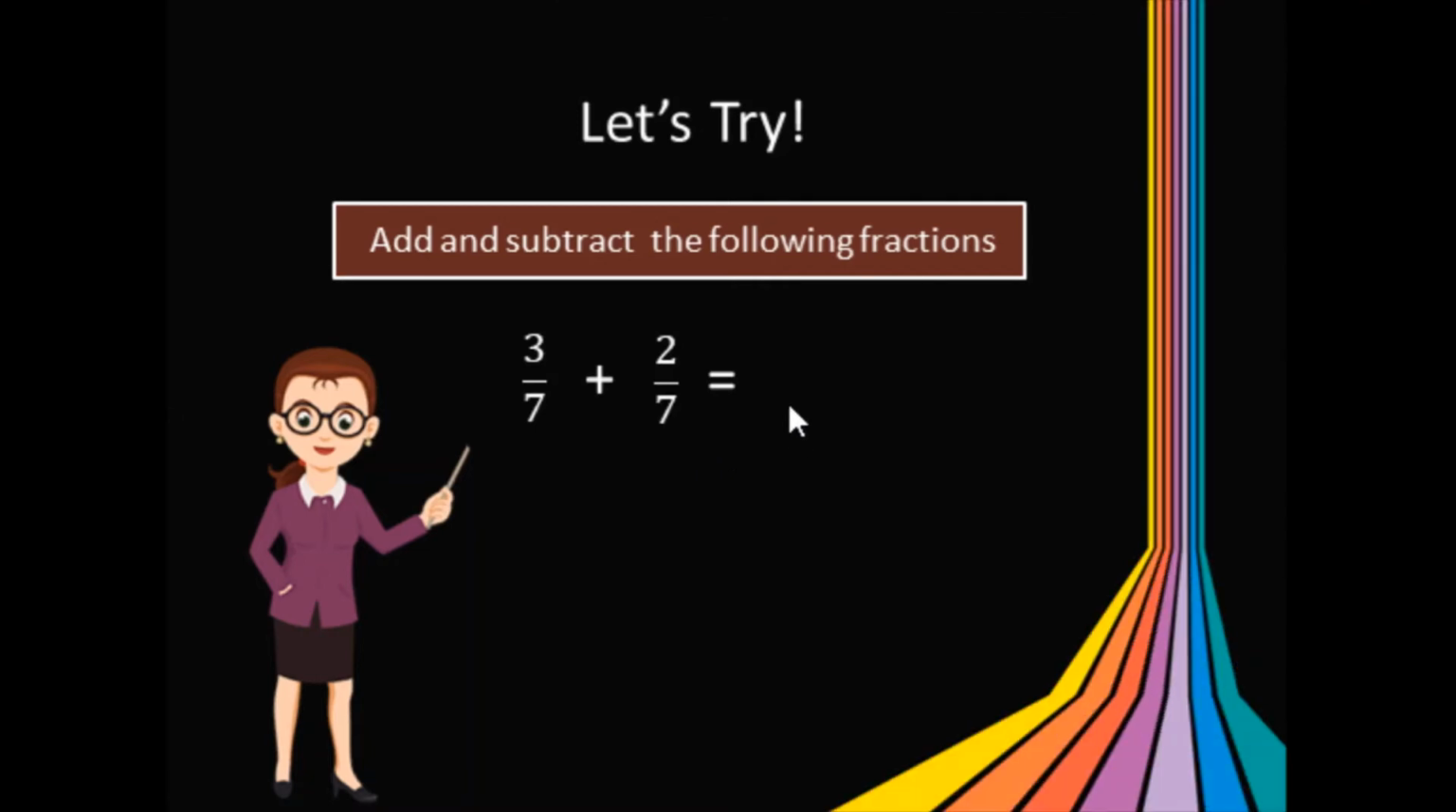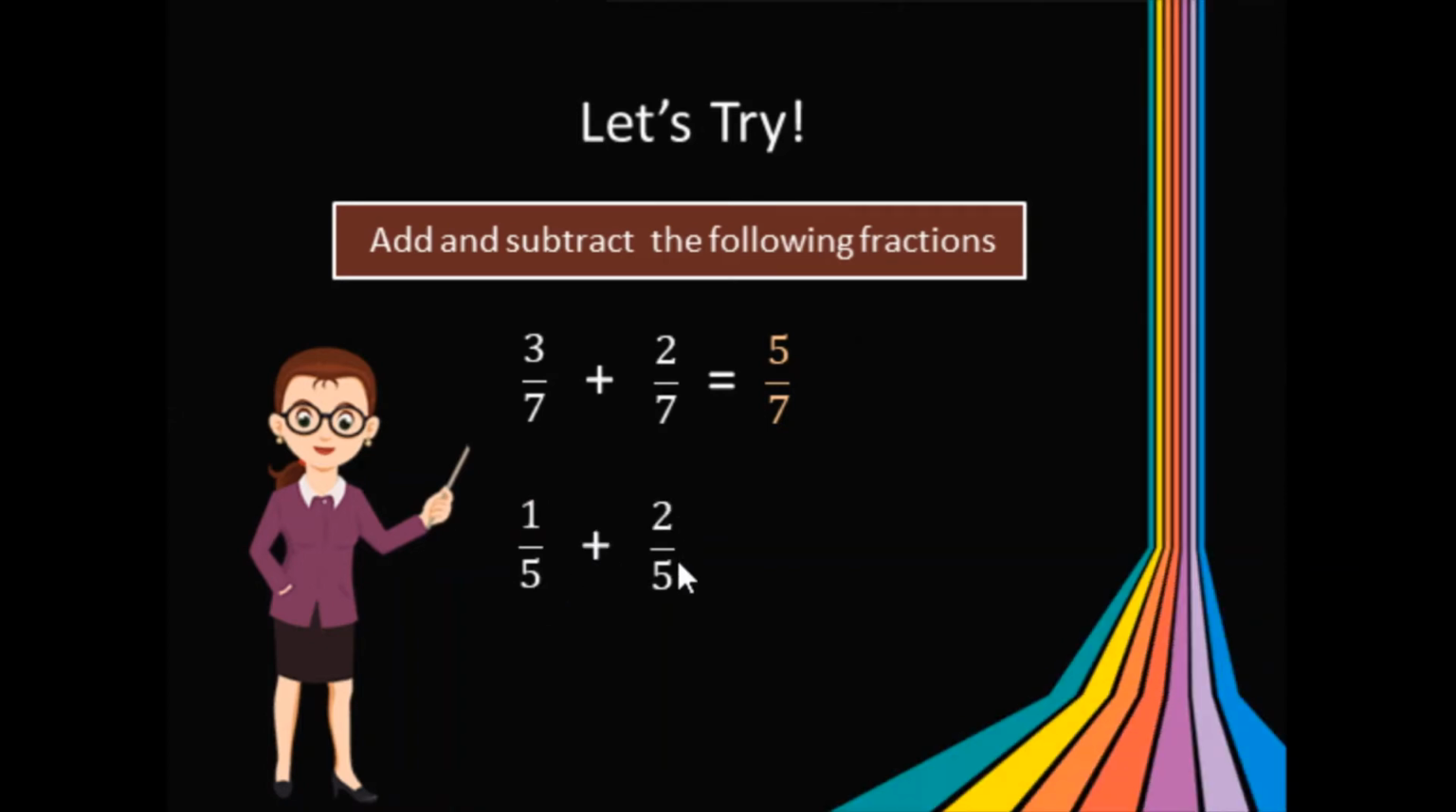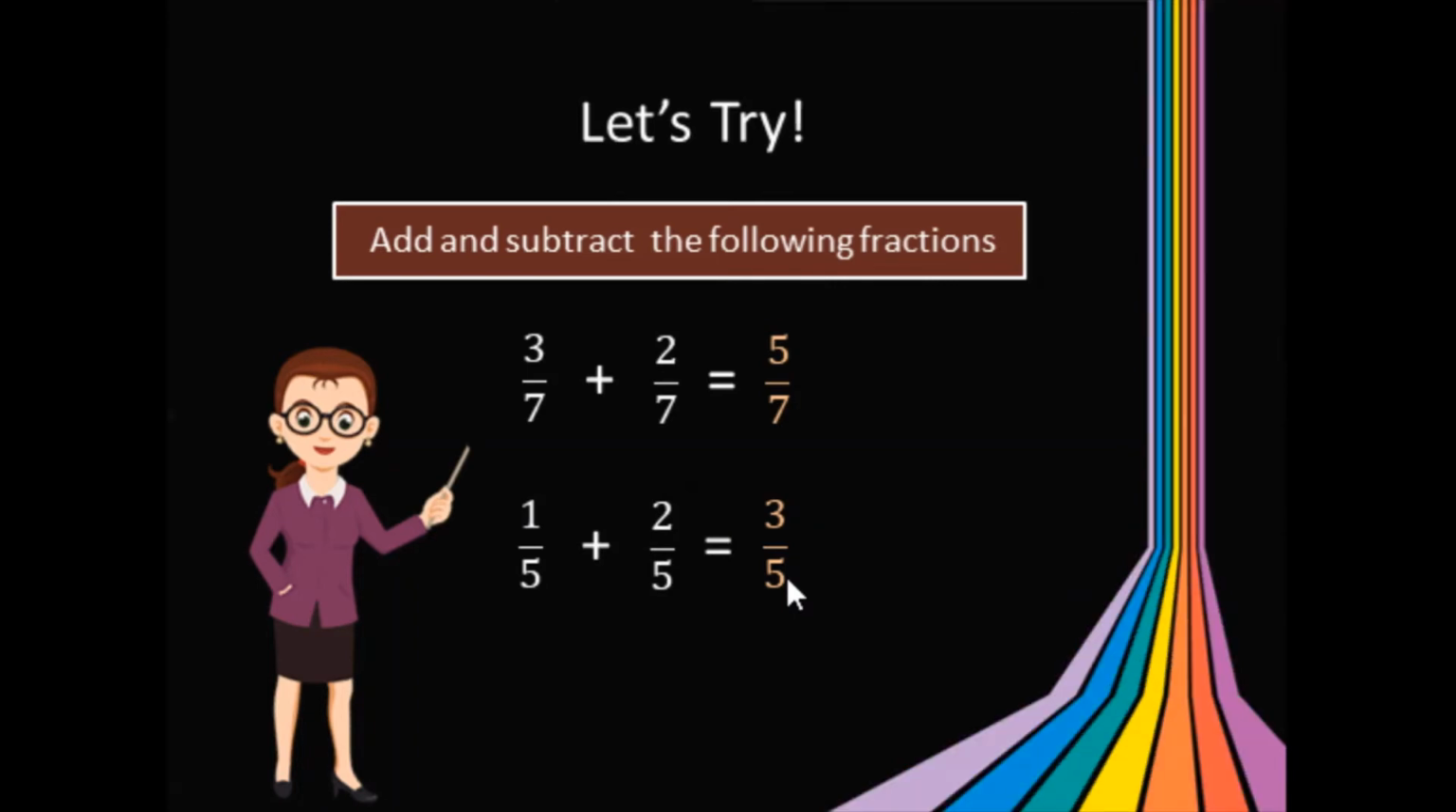Very good. It's 5/7. You just add 3 plus 2 and copy the denominator 7. Good job. Next, 1/5 plus 2/5. Ready? Go. 3, 2, 1. What's the answer? You get 3/5. Good job. That is 1 plus 2, and then copy the denominator 5. You got it right?